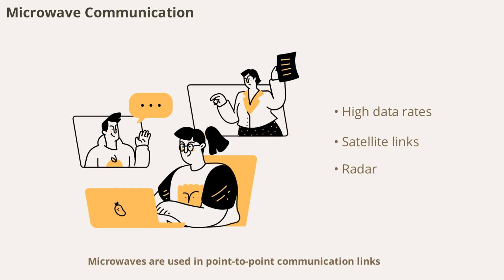Microwaves are used in point-to-point communication links, satellite transmissions, and radar. Their shorter wavelength allows for higher data rates and more focused beams. Microwave communication is essential for modern telecommunications infrastructure, enabling fast and reliable data transfer.